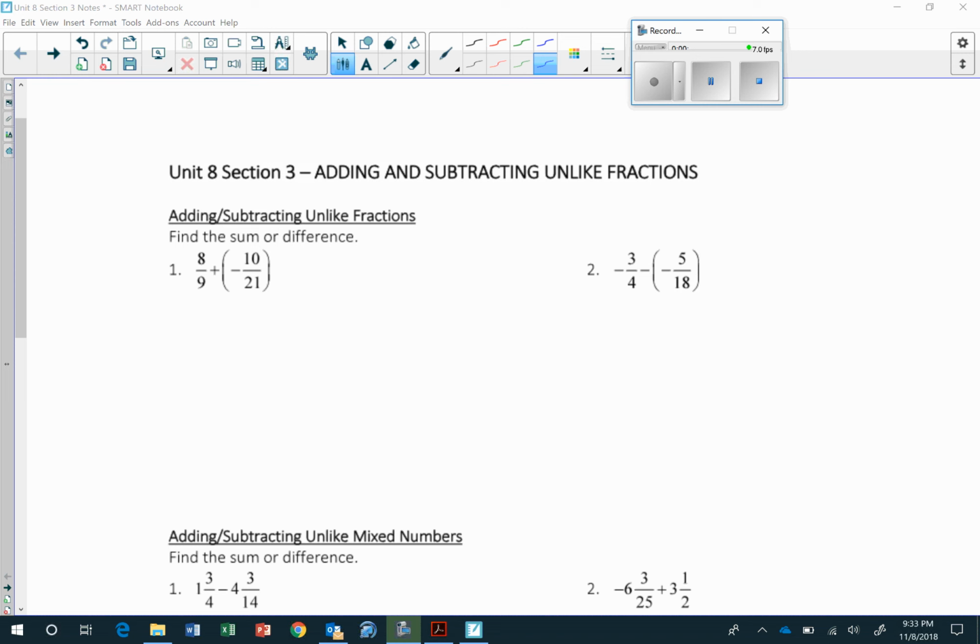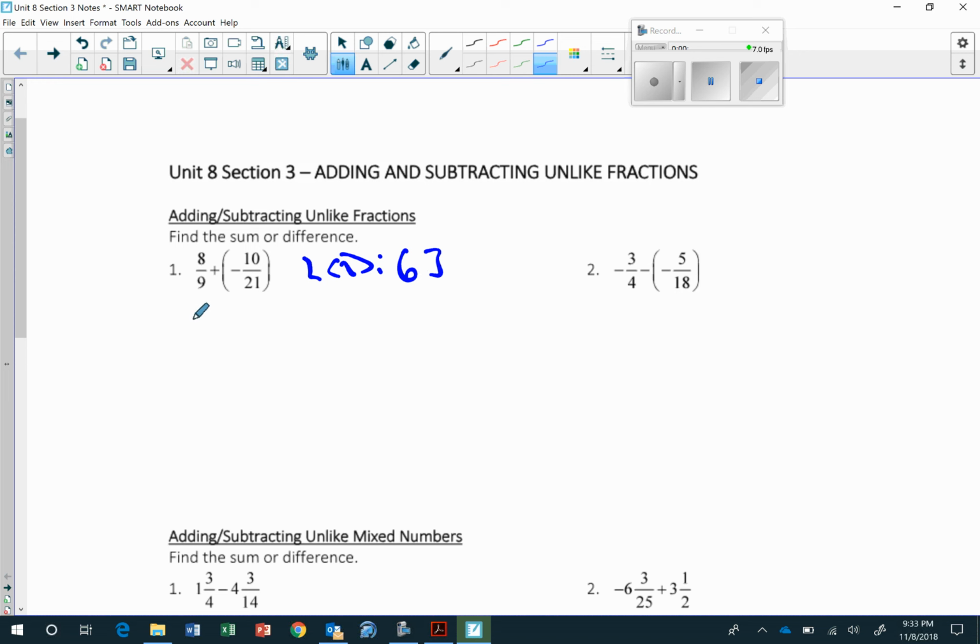So for our first example, it says find the sum or difference. We have 8 over 9 plus negative 10 over 21. So right now they don't have a common denominator. So the first thing to do is find a common denominator. Common denominator of 9 and 21 is 63. If you need help figuring out what the least common denominator is, make sure you ask your teacher and they can walk you through it.